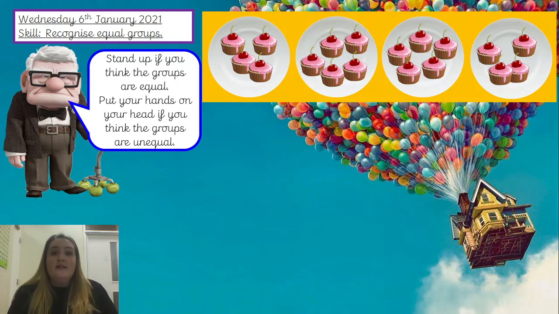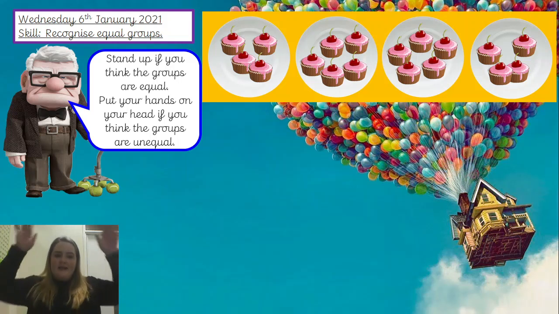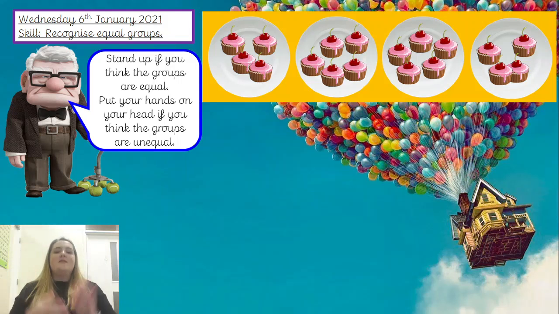So on the first plate we have 4 cupcakes, on the second plate we have 5 cupcakes, on the third plate we have 5 cupcakes, and then on the last plate we have 4, so we've got some with 5 and some with 4. So stand up if you think the groups are equal, and put your hands on your head if you think the groups are unequal. Okay, yeah, you're right, it was unequal, so there are a different number of cakes on the plates.